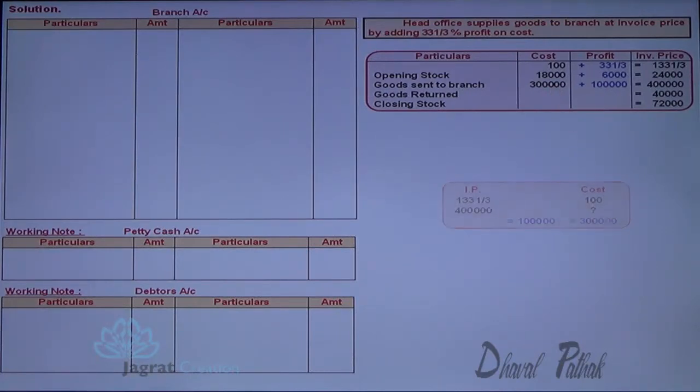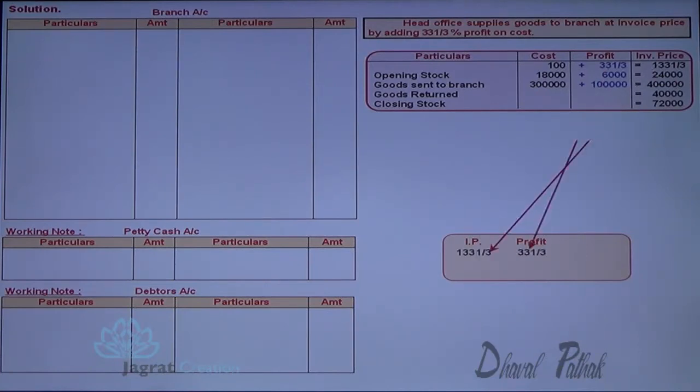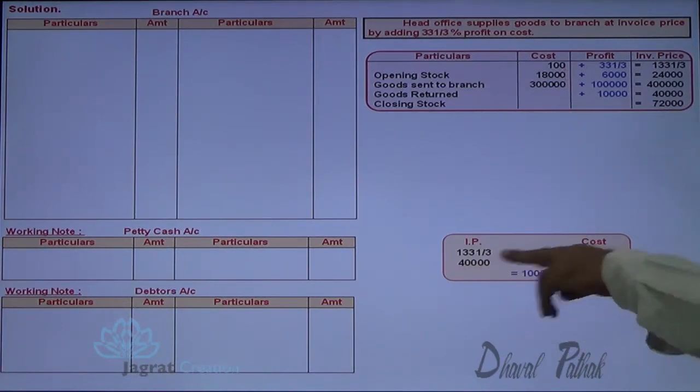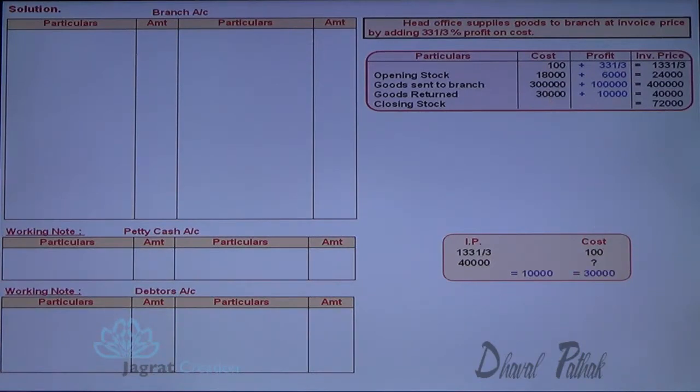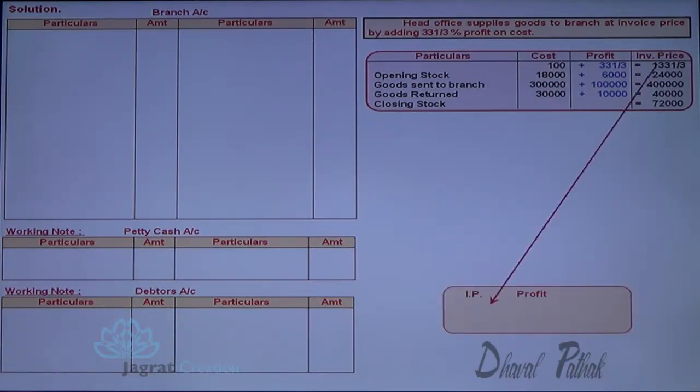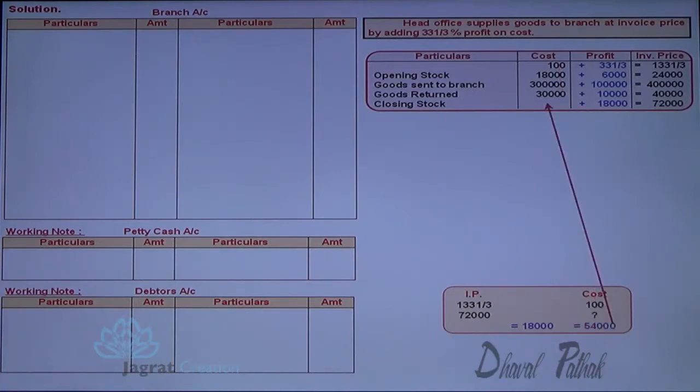invoice price. Similarly, goods in 40,000, 1/4 is 10,000, that is the profit element. 133 and 1/3 is equal to 33 and 1/3. How much for 40,000? 10,000. 30,000 is the cost. So 40,000 minus 10,000, 30,000 is the cost. 133 and 1/3 is equal to 100. How much for 40,000? 30,000 is the cost. Similarly, 72,000 into 1/4, 18,000 is the profit. And 18 threes are 54 is the cost.